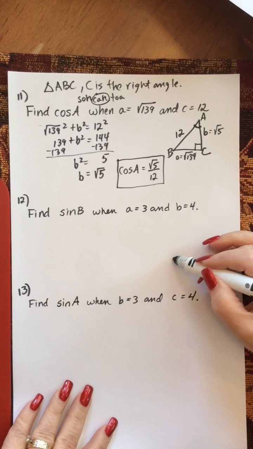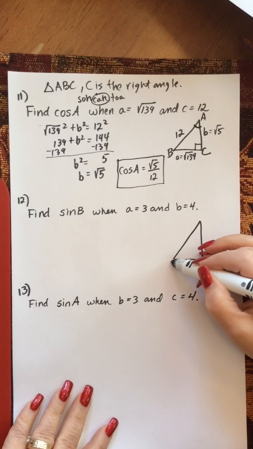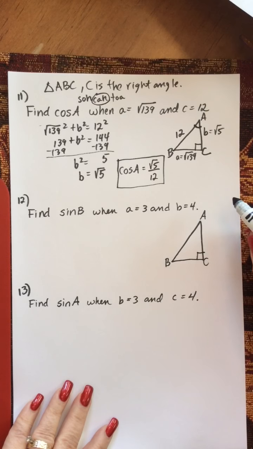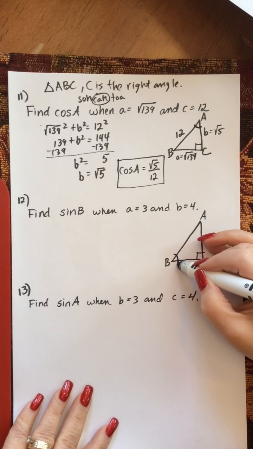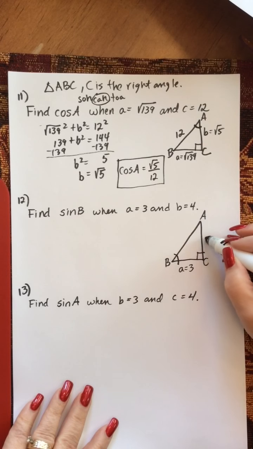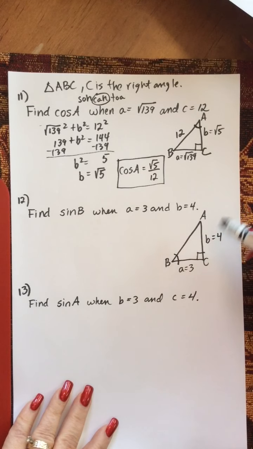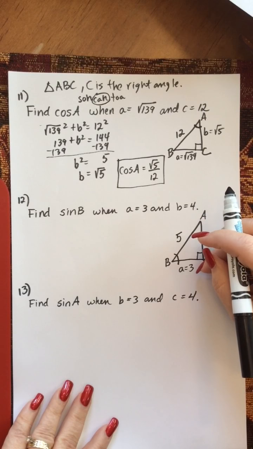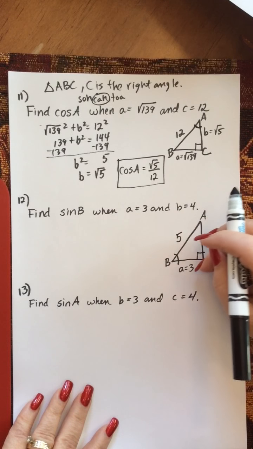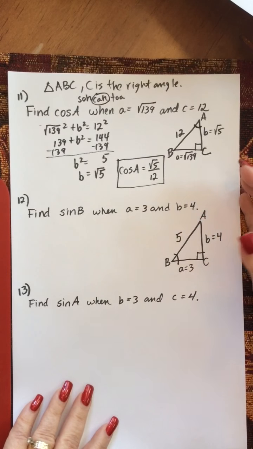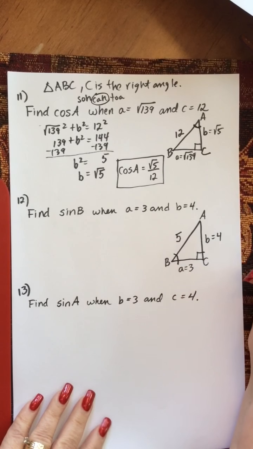All right, let's look at our next problem. So every one of these, I'm going to kind of redraw my triangle ABC, where C is the right angle. It says, find the sine of B when a is equal to 3 and b is equal to 4. Well, if a is 3 and b is 4, I know that that's a Pythagorean triple, so I know that c is going to be 5. If you didn't know it, you could say a squared plus b squared equals c squared. 3 squared plus 4 squared is equal to c squared. It'll come out to be 25, and so if c squared is 25, then c will be 5.